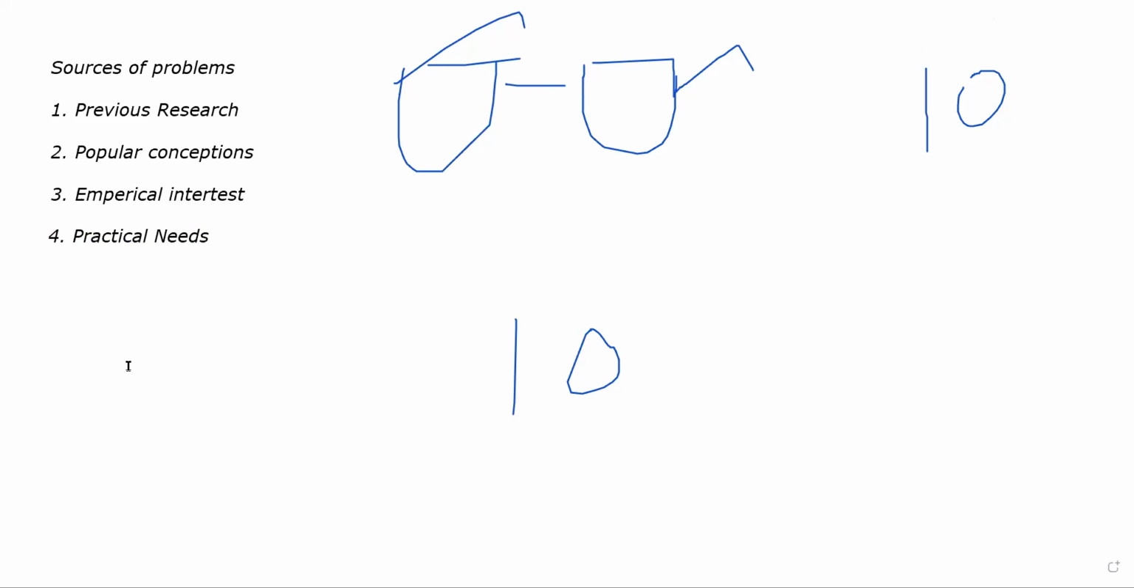Another way through which you can come across a problem statement is political concerns.